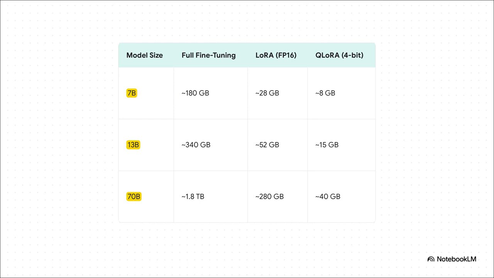Full fine-tuning, an impossible 1.8 terabytes. Forget about it. Regular LoRa? Okay, that helps a lot. It gets us down to 280 gigs. Still, that's serious enterprise hardware. But QLoRa? Look at that. It brings it all the way down to just 40 gigabytes. Suddenly, that's something you can do on a single high-end gaming or workstation GPU. This right here, this is the technique that blew the doors open for everyone.